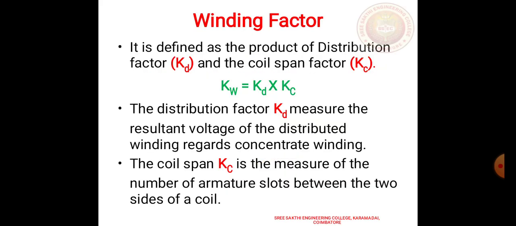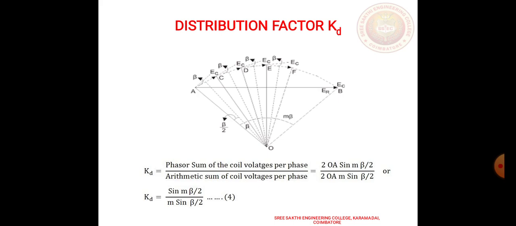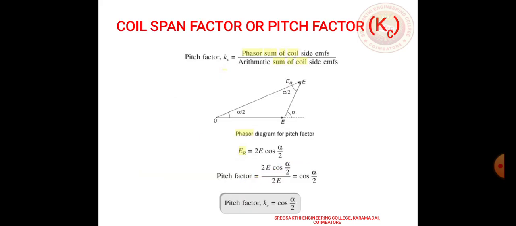Next topic is about winding factor, which is defined as the product of distribution factor and coil span factor. That is, winding factor Kw is equal to Kd into Kc. Kd is distribution factor and Kc is coil span factor. Kd measures the resultant voltage of distributed winding regarding concentrated winding. Hence, Kd is given by the relation shown below as Kd = sin(mβ/2) divided by m sin(β/2). Kc is the measure of number of armature slots between two sides of a coil, which is given by Kc = cos(α/2).